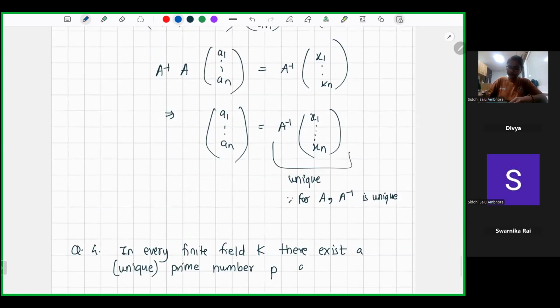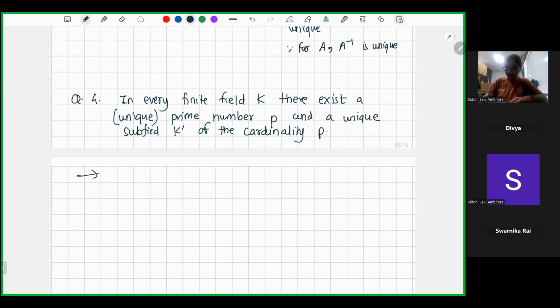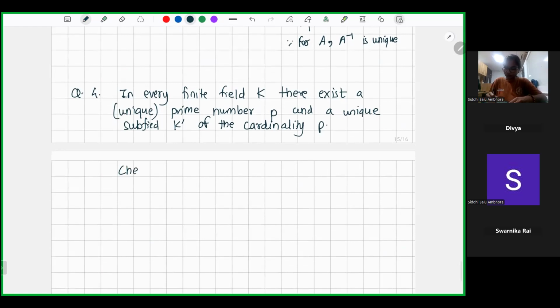And this question is again true or false. We have to check true or false. So, a prime number P and a unique subfield K dash of cardinality P. We have to check whether this is true or false. Is this true? From what we did earlier.